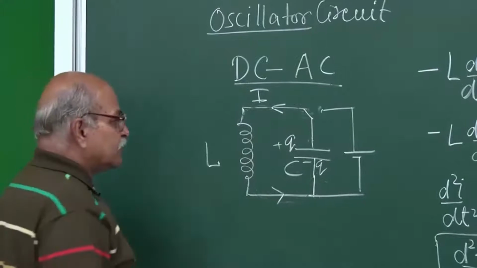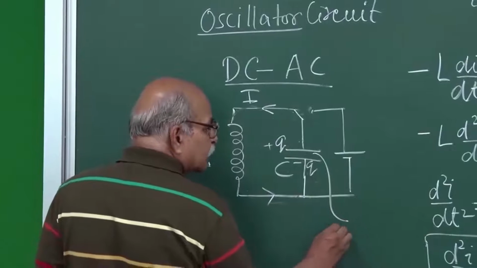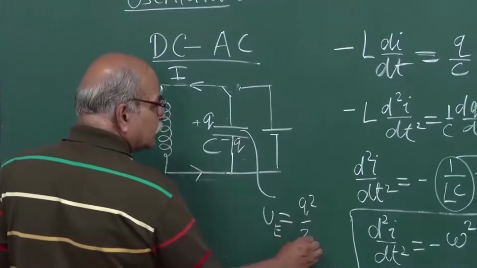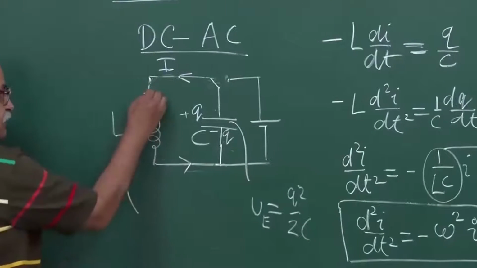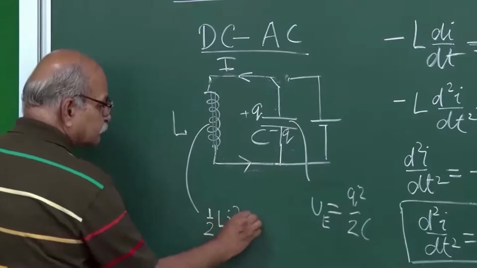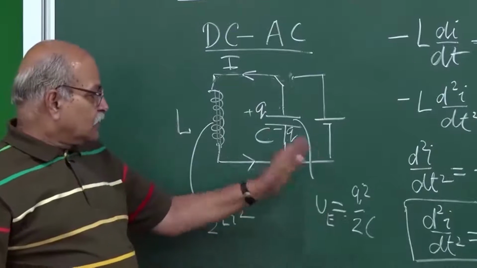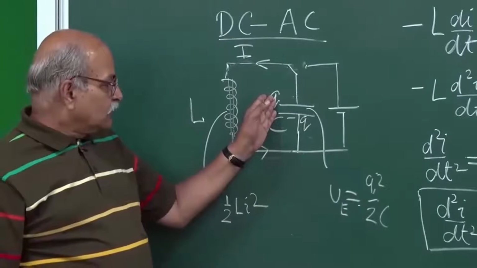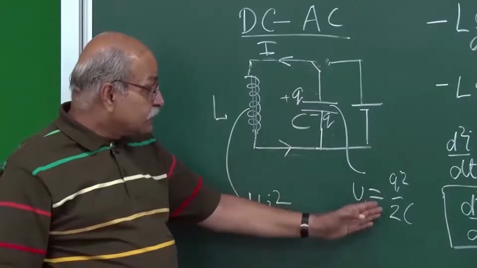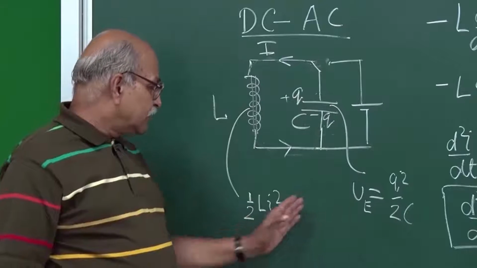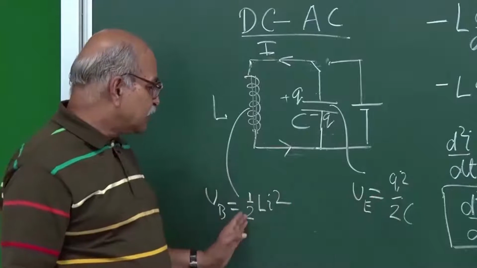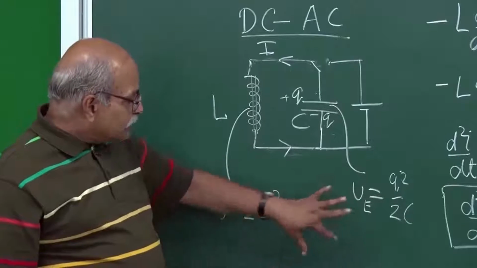If you think in terms of energy, the electrical energy here is Q²/2C, and the magnetic energy, which is largely confined in this, is ½Li². So as a function of time, if this is the maximum Q, then the electric field potential energy will decrease, and this will increase. The total will remain the same. This magnetic energy plus electrical energy will remain the same, but it will oscillate between the two.